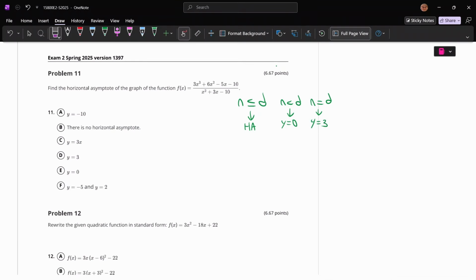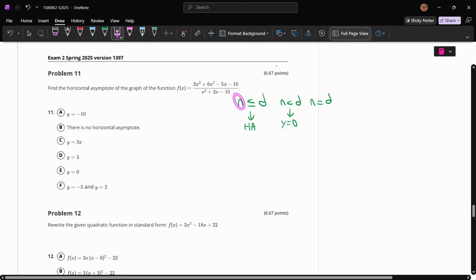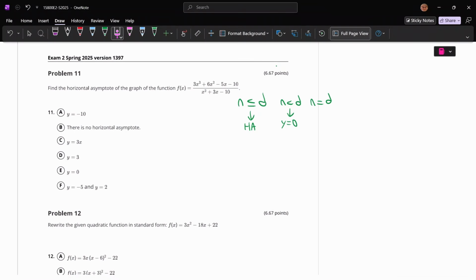But one thing to note here, I mentioned how there is no horizontal asymptote when the highest power of the numerator is greater than the highest power of the denominator, but that doesn't mean that there isn't an asymptote. There is a very specific case for when slant asymptotes occur. That occurs when the highest power of the numerator is 1 higher than the highest power of the denominator. So we can say that n is going to be equal to d plus 1.